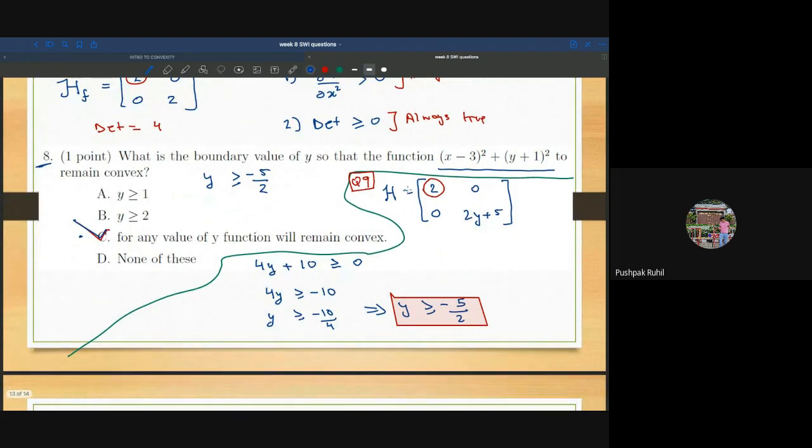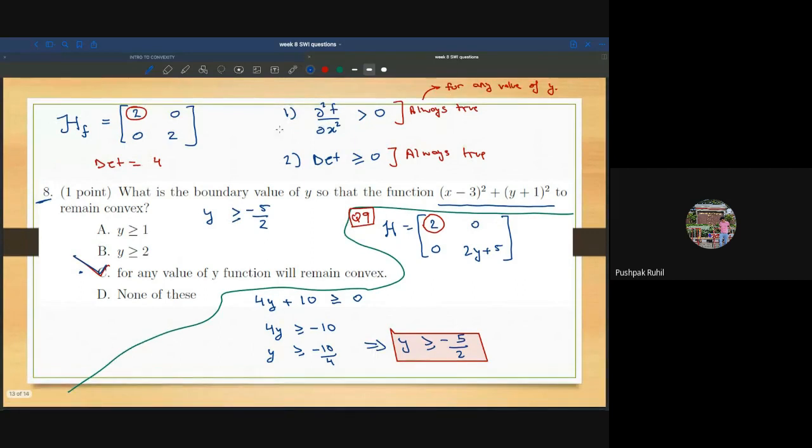So let's say you are given the Hessian matrix which is equal to 2, 0, 0, 2y plus 5. Then the question is, for what value of y would this function remain a convex function? What did we do? Again, we were verifying the two conditions. The first condition was to check whether the upper left element is more than 0. It is more than 0, so the first condition is true.